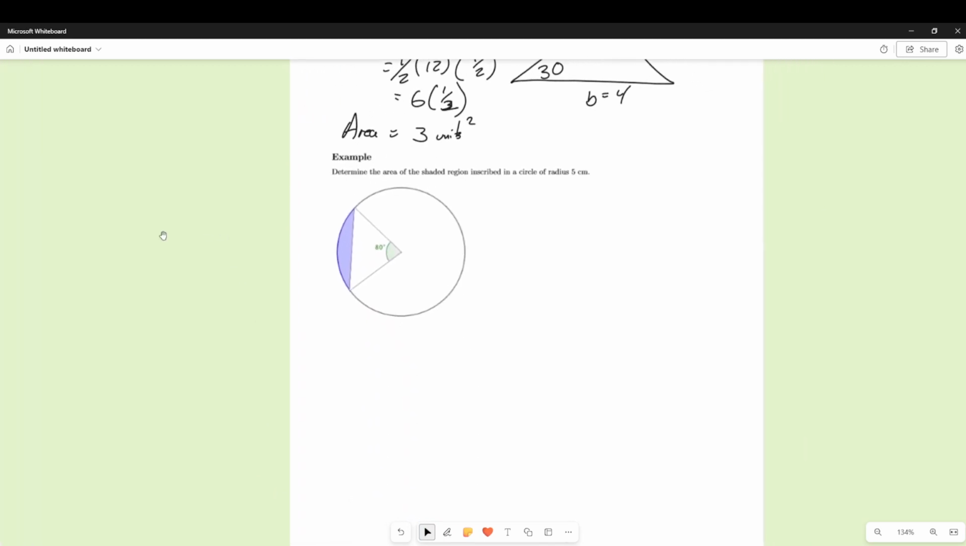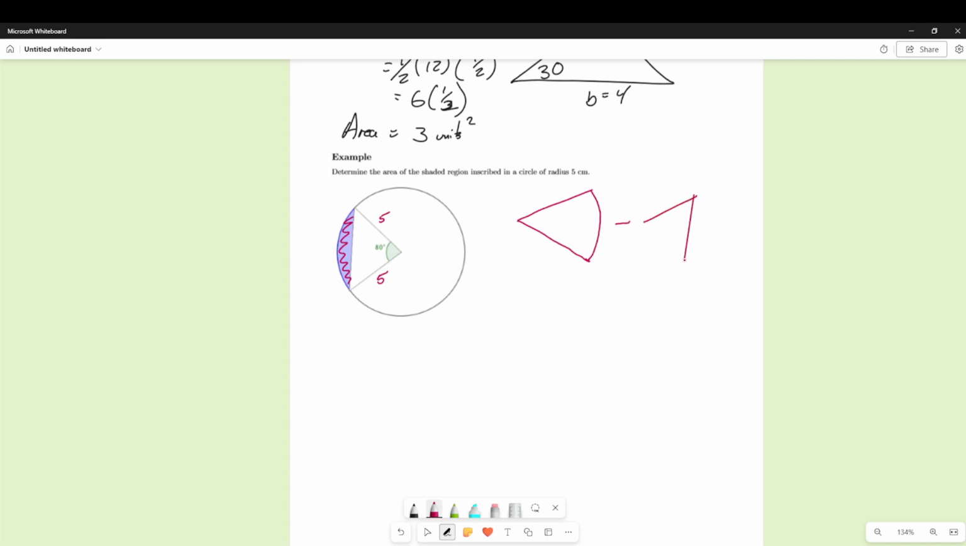Determine the area of the shaded region. Okay, so we want the area of this nice shaded region. Well, we've got a triangle here. Got a radius of 5. That means both those lengths are 5. Well, probably the nicest way is to find the area of that sector and subtract the area of the triangle inside it.